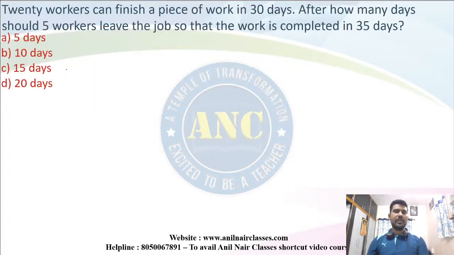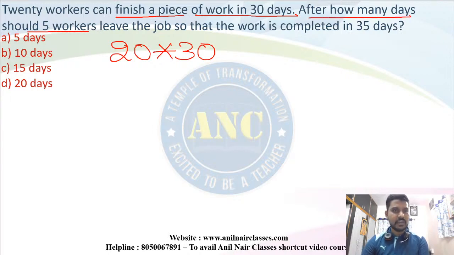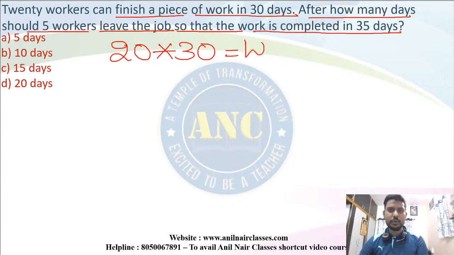Next question. 20 workers can finish a piece of work in 30 days. So if 20 people are working, they will take 30 days and this will lead to the completion of the work. After how many days should 5 workers leave the job so that the work is completed in 35 days? Now, this is the total work.